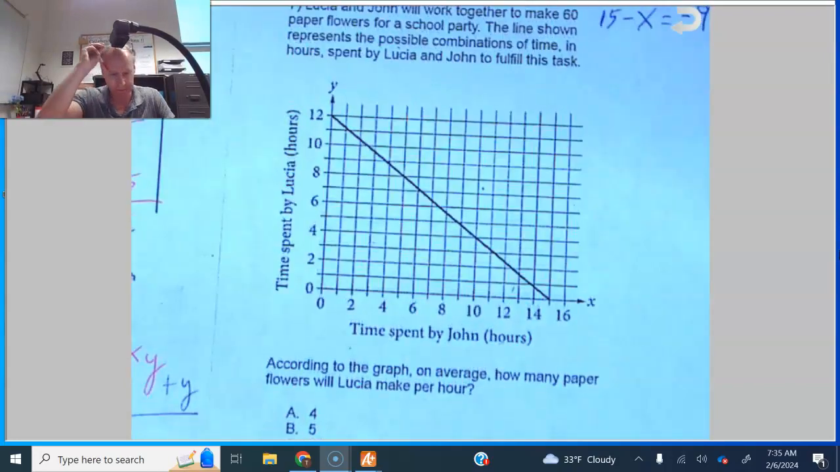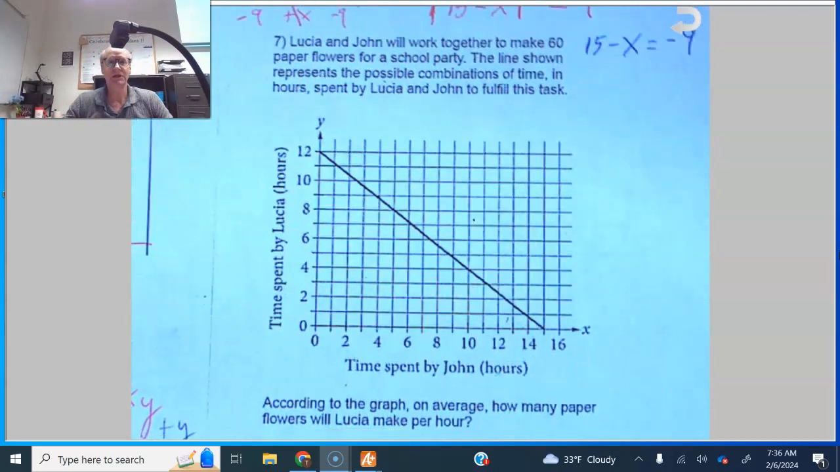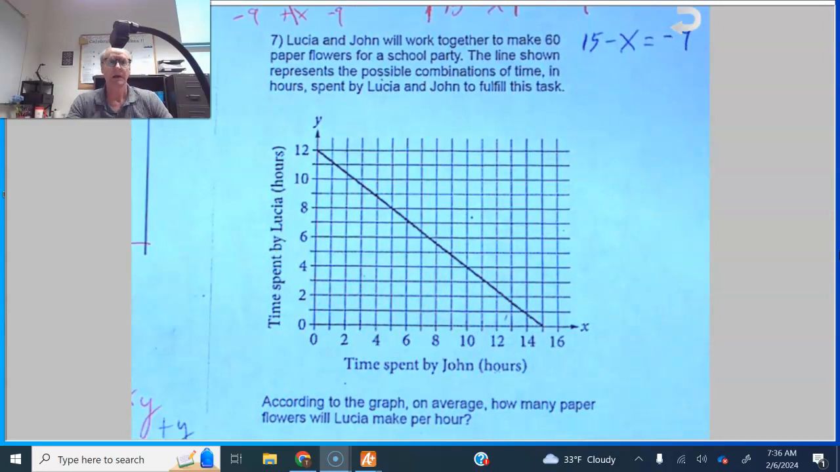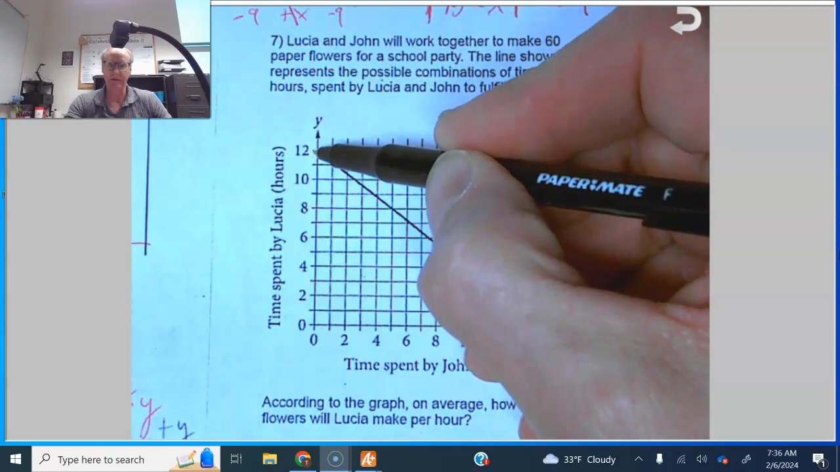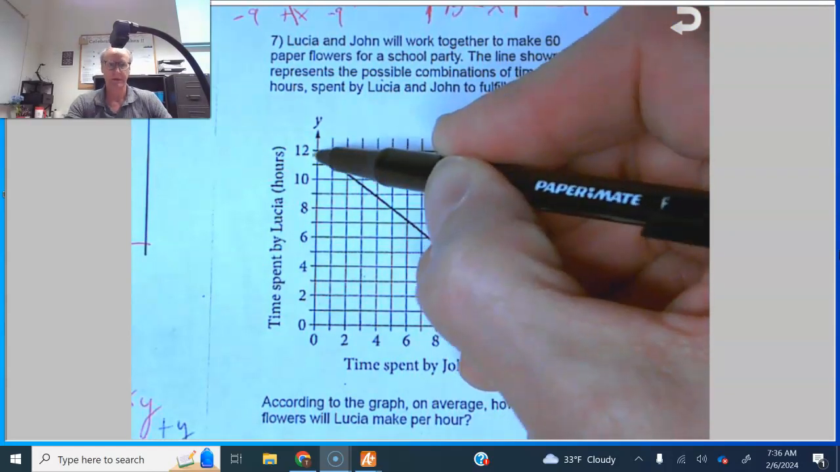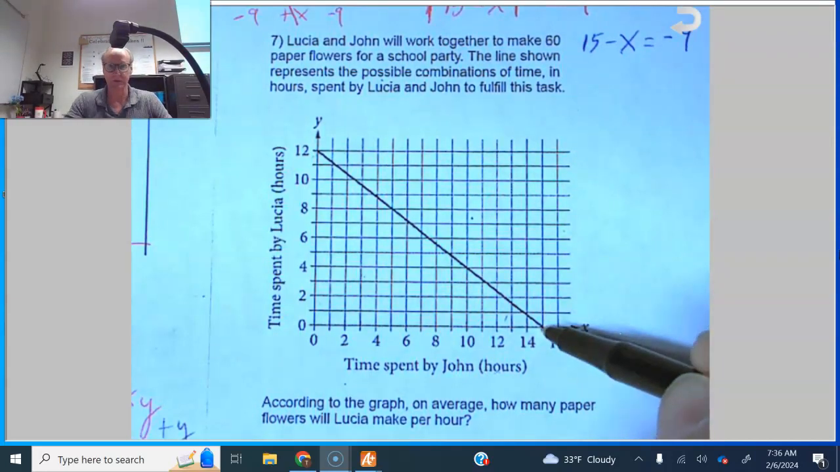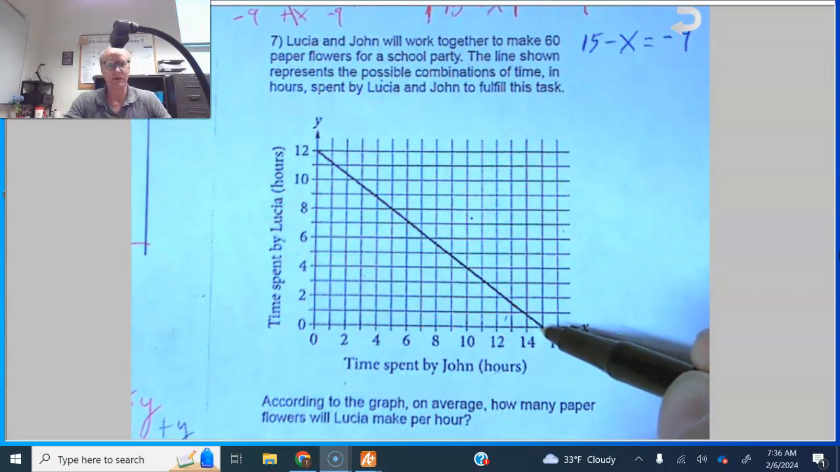Number 7, let's see. I guess I can read it like this. Lucia and John worked together to make 60 paper flowers for a school party. The line shown represents the possible combinations of time in hours spent by Lucia and John to fulfill this task. So in other words, if Lucia worked by herself, it would take her 12 hours to make the 60 flowers. If John worked by himself, it would take him 14 and a half hours to make the 60 flowers. That seems reasonable. Guys are going to take longer.